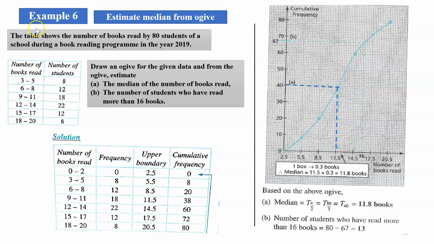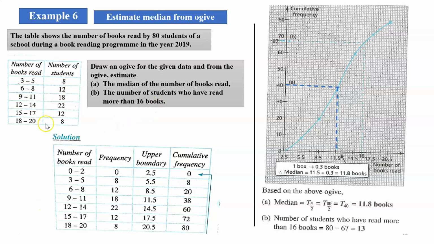Okay. So the table shows the number of books read by 80 students of a school during a book reading program in the year 2019. So you have the number of students, and all together you will have 80 students. So your n will be 80, or the summation of the frequency will be 80. You need to draw an OGIF for the given data, and from the OGIF you need to estimate the median of the number of books read and the number of students who have read more than 16 books.